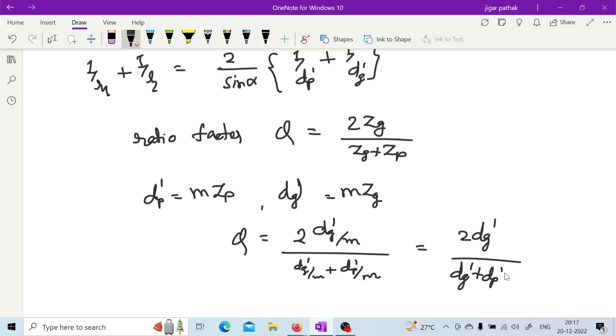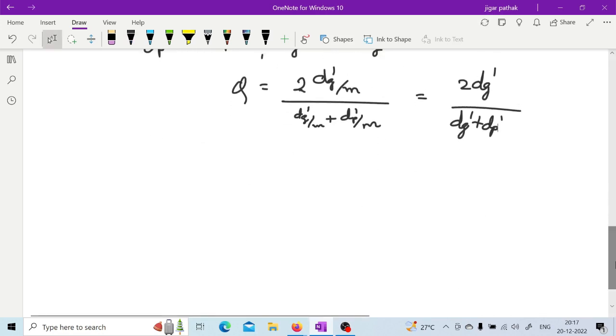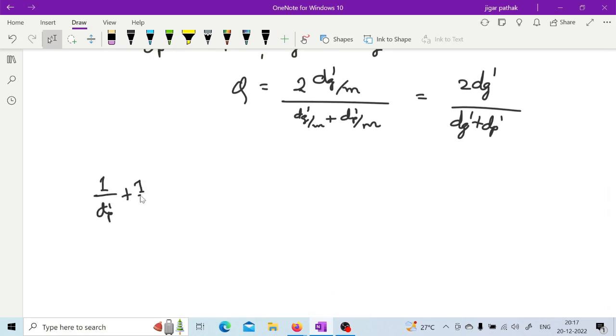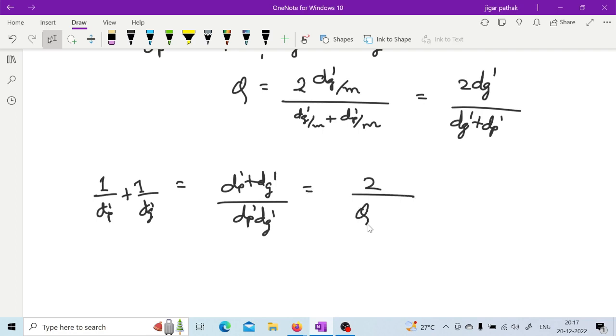So if you are going to further simplify, then 1 upon dp dash plus 1 upon dg dash is equal to dp dash plus dg dash upon dp dash dg dash, right? So this is nothing but 2 upon q dp dash, because dg dash upon dp dash plus dg dash is represented by q by 2, right?